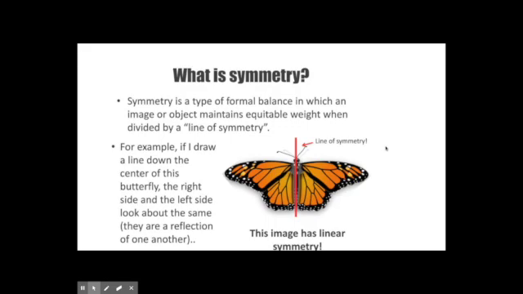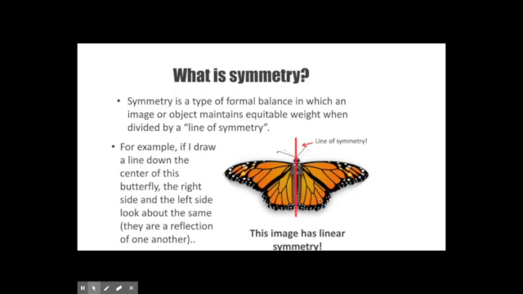And so remember, symmetry is a type of balance where there's a line that divides down the middle, and whatever's on one side matches the other. So if I draw a line down the center of this butterfly, the right side and the left side look the same, but do remember they are a reflection of each other. So whatever's in the middle of the right side will also be in the middle of the left side. Whatever's on the outside of the left will also be on the outside of the right.